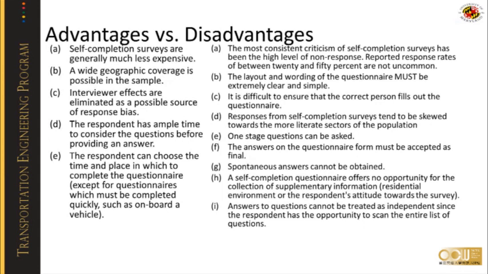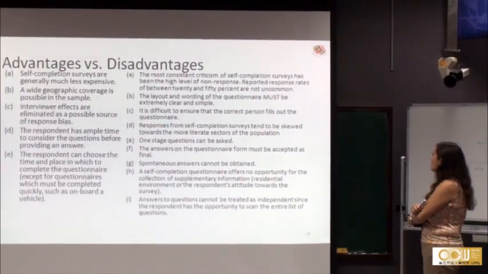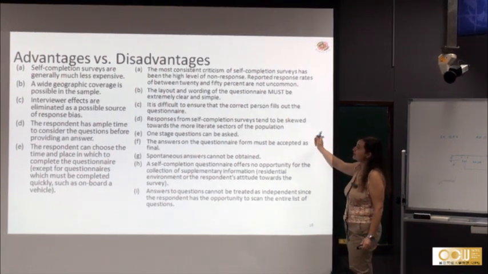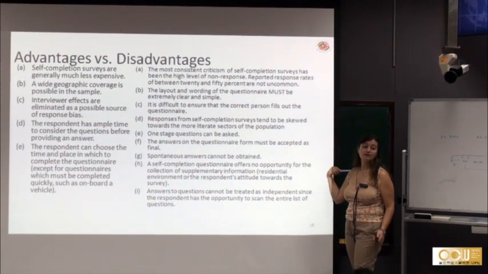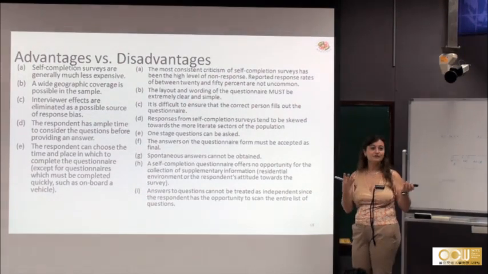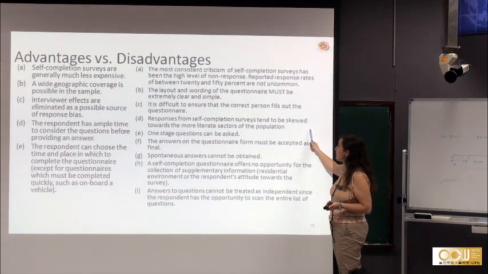It is difficult to ensure that the correct person fills out the questionnaire. For example, if you want to interview the household, you want the head filling the questionnaire for himself, and you don't want him to fill, for example, for his wife or for his children. Everybody needs to fill the questionnaire by themselves. This is also what we have got very often. You get responses from the more educated people, right? Because they understand the problems and they are willing to respond.